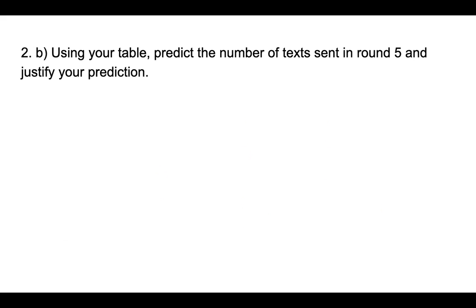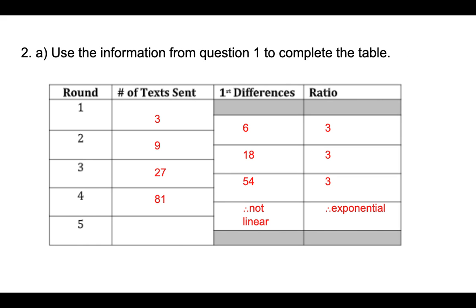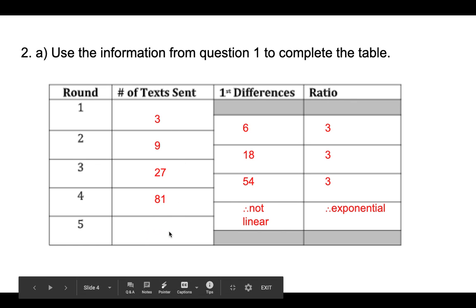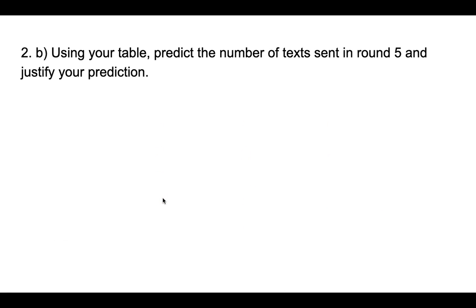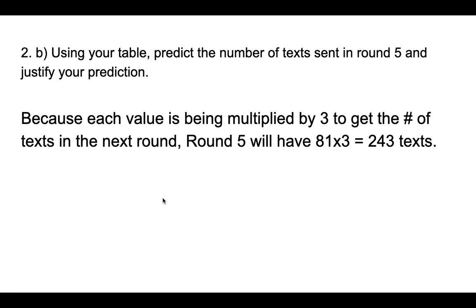So let's use our table to predict the number of texts sent in round 5. Well, if we go back to the table, notice how I have to multiply each number by 3 to get to the next number. So to get to the next number here, I'm going to multiply 81 by 3 to get how many texts in round 5. So that's 81 times 3. So in round 5, we would get 243 texts.